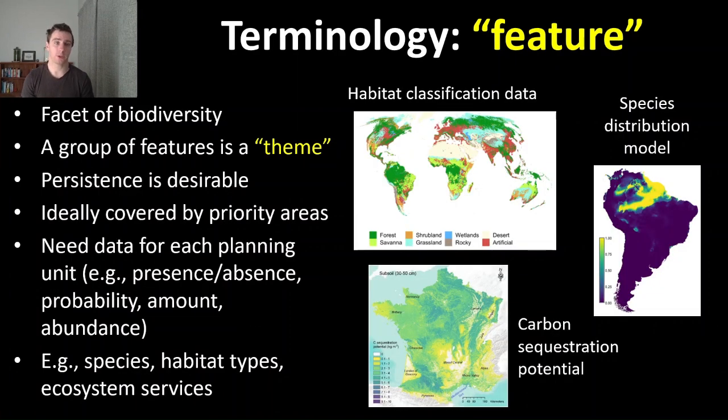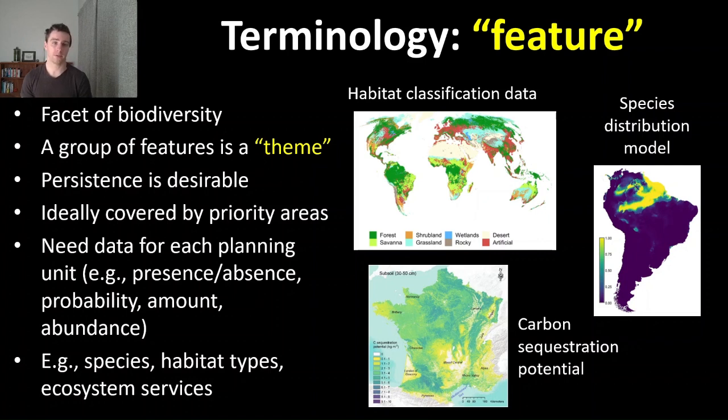Another key piece of terminology is feature. Each feature represents an independent facet of biodiversity. For example, features may include different habitat classes, so you might have one feature which is for forest, and another feature which is for shrubland, and another feature which is for grassland. You may also have different features based on different species, and you also have features that characterize ecosystem services, such as carbon sequestration potential or water purification.